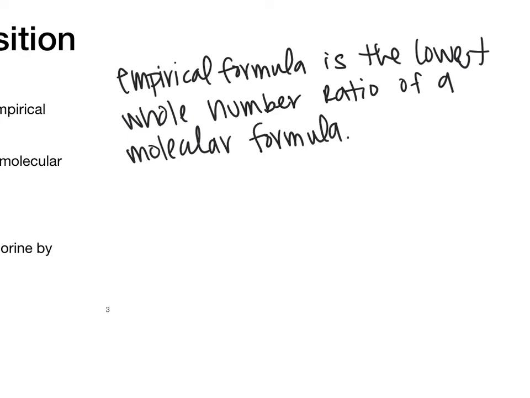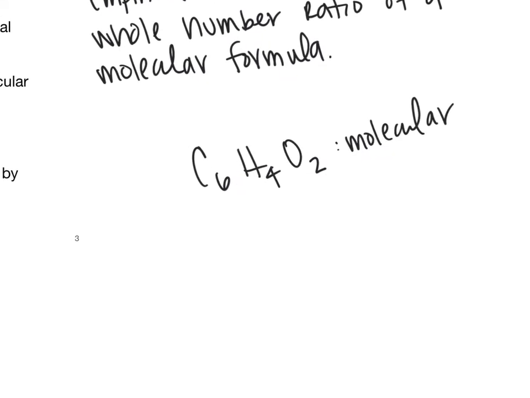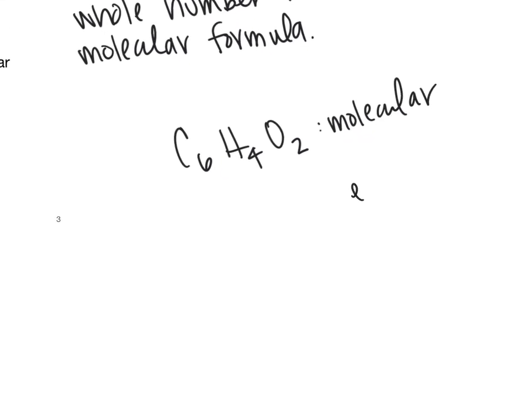So if we have a molecular formula, in this case, let's create something that looks like this. We have C6H4O2. So in this case, this would be our molecular formula. Our empirical formula is going to be, all of these can be divided by 2, so it would be C3H2O. And so it can't get any smaller.